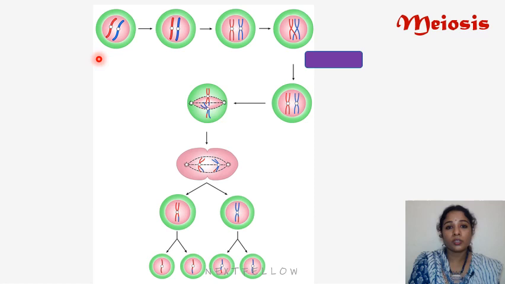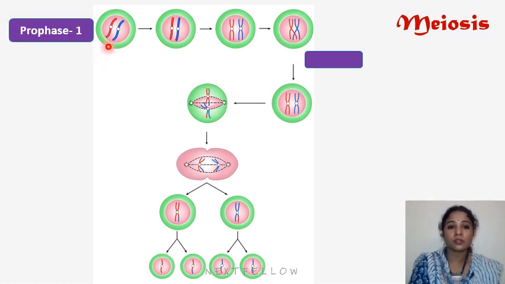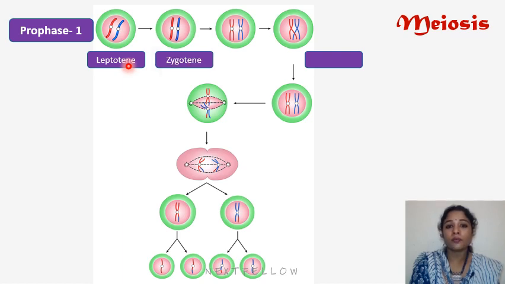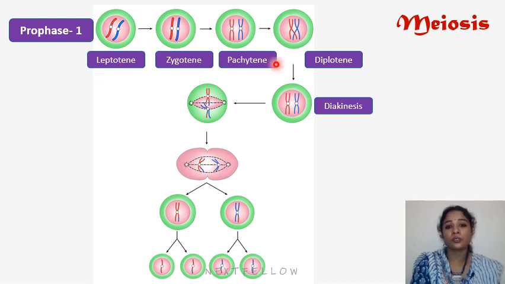So let's talk about the first meiotic division. We can divide it into several phases. Prophase of the first meiotic division is very long and complicated, and it is therefore divided into 5 stages: leptotene, zygotene, pachytene, diplotene, and diakinesis. So these are the 5 stages of prophase of the first meiotic division.